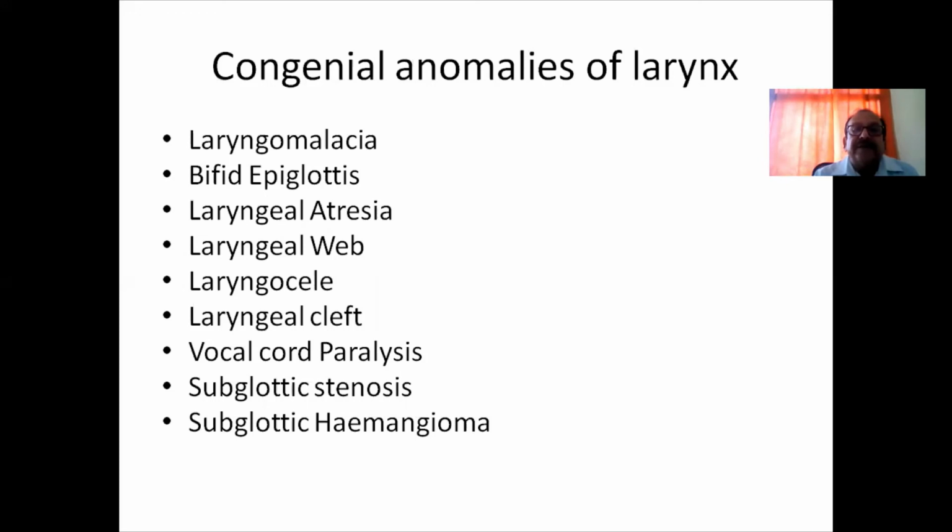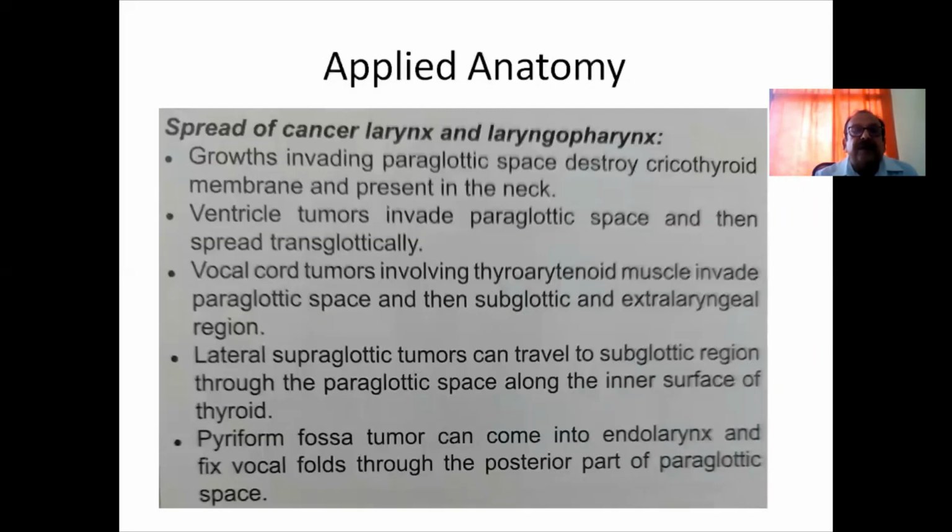Now, there are various congenital anomalies of the larynx, that is laryngomalacia, bifid epiglottis, laryngeal atresia, laryngeal web, laryngocele, laryngeal cleft, vocal cord paralysis, subglottic stenosis, and subglottic hemangioma.